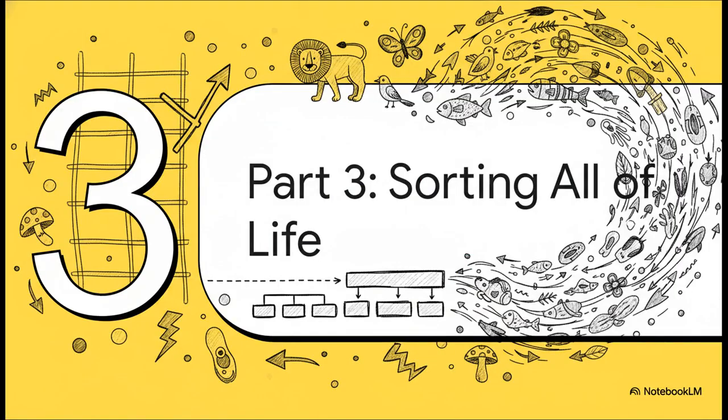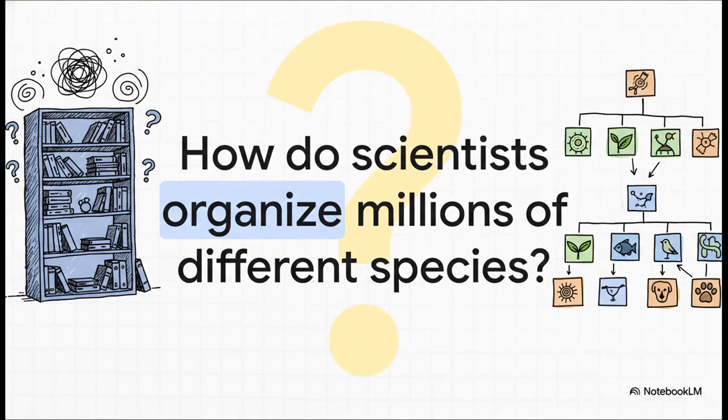So, we've just seen the ladder of organization for one being. But what about the millions upon millions of different kinds of organisms out there? How on earth do we even begin to make sense of all that incredible diversity? It is a huge challenge, right? Just imagine a library with millions of books scattered everywhere with no card catalog and no sections. Total chaos. Well, biologists were facing that exact problem, and they came up with a really, really smart solution.